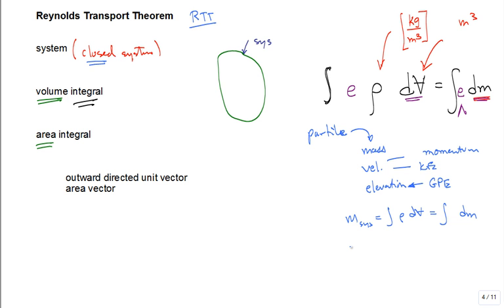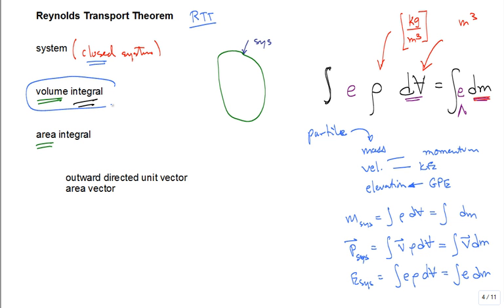If I'm interested in the linear momentum of the system as a vector entity, it would be the integral of v as a vector, rho dV as a volume, or the integral of v dm. If I'm interested in the energy of the system, you integrate over the specific energy per unit mass, E, rho dV, or the integral E dm, something like that. We have to get used to doing volume integrals.